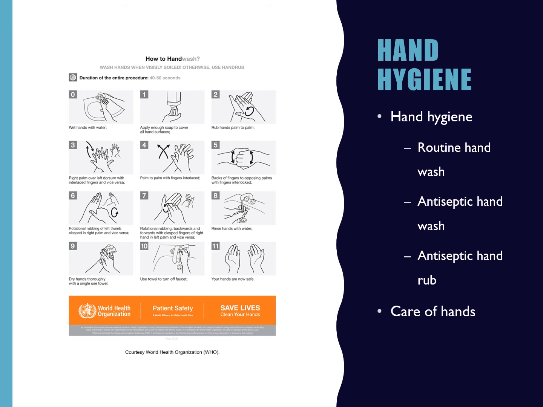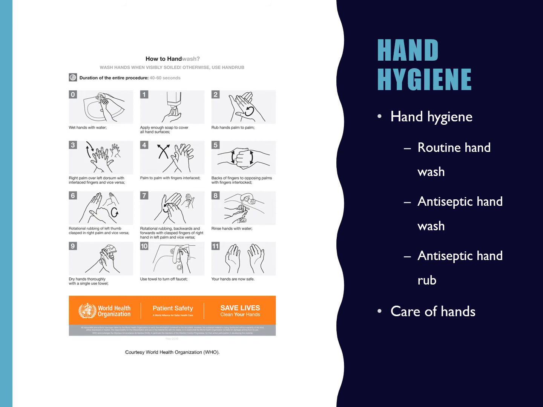The book goes into the differences between the routine hand wash, the antiseptic hand wash, and the antiseptic hand rub. A routine hand wash and the antiseptic hand wash differ only in the type of soap that you use. With a routine one, you are going to use a non-antimicrobial soap, just regular soap, for 40 to 60 seconds. You'll sing your ABCs twice.